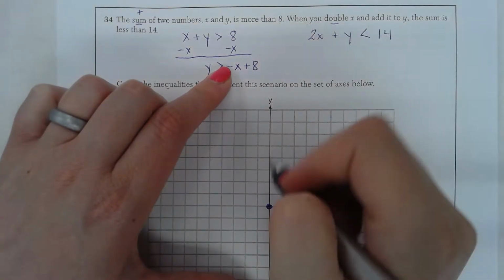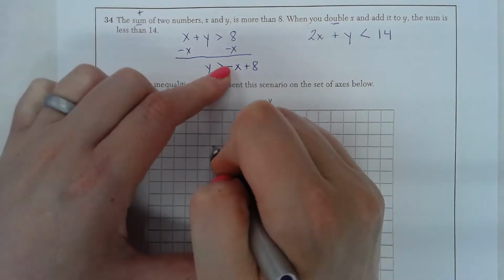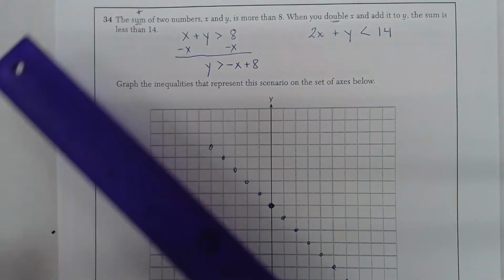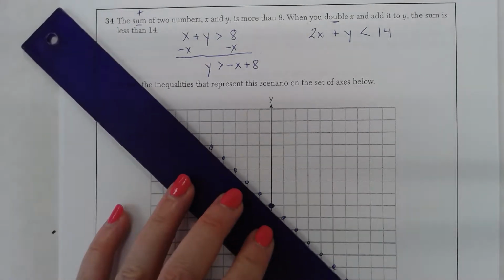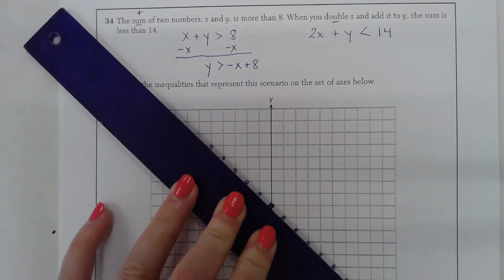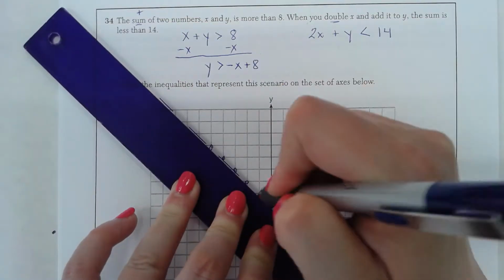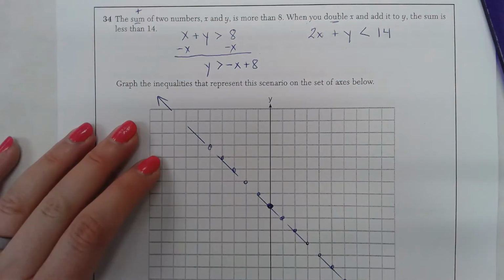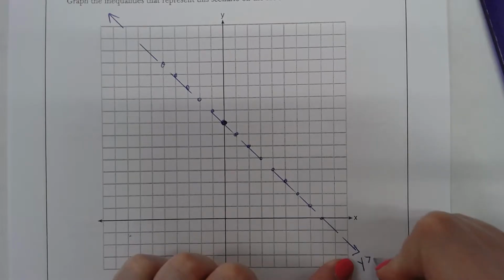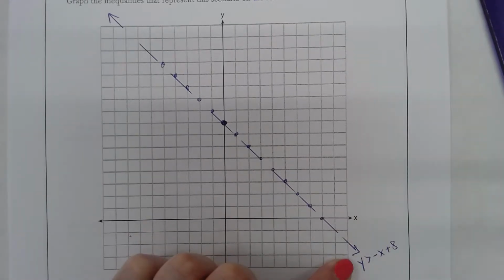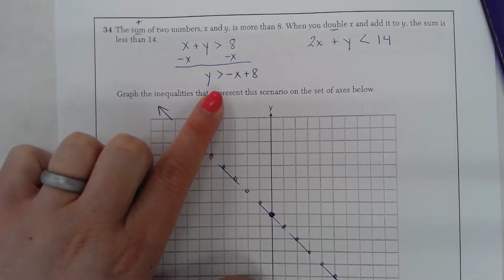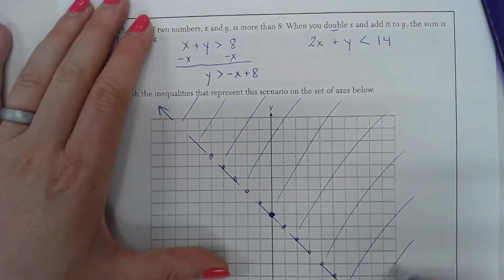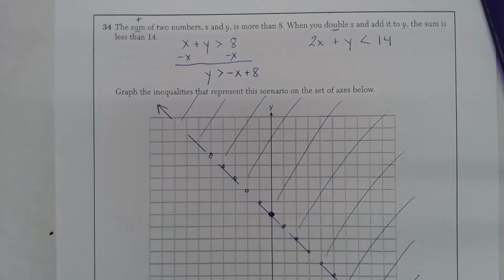And I'm just going to get myself a bunch of points. Now remember, this is a dotted line. So I'm going to steal a ruler. Remember, on the Regents exam, you won't have a ruler, but if you ever want one, just raise your hand and we will come and give you one. So this is my dotted line with arrows. And I'm going to label it. And now I have to shade it. This says y is greater than, so then I shade going up. So that's my first inequality.